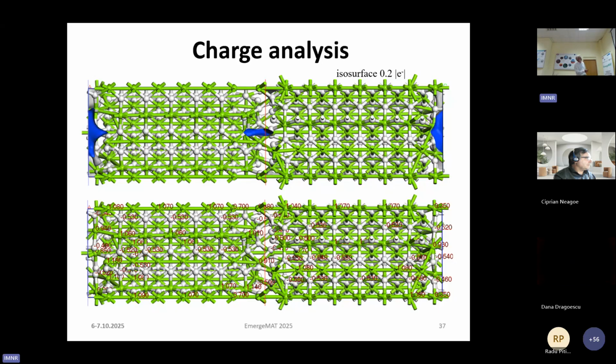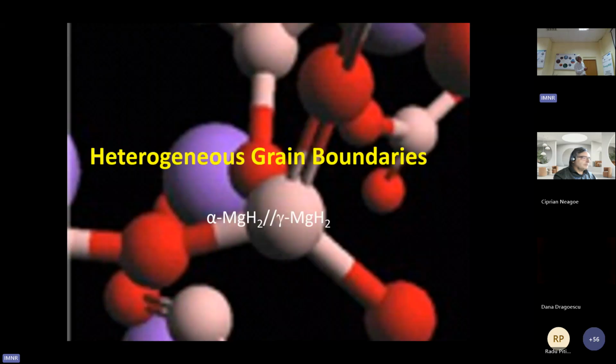So here down are the charges on each hydrogen atom. So if you see here, the charges are actually not much, but higher than in the bulk area. And this is an isosurface of electronic density. Here you see there are some localized structures.